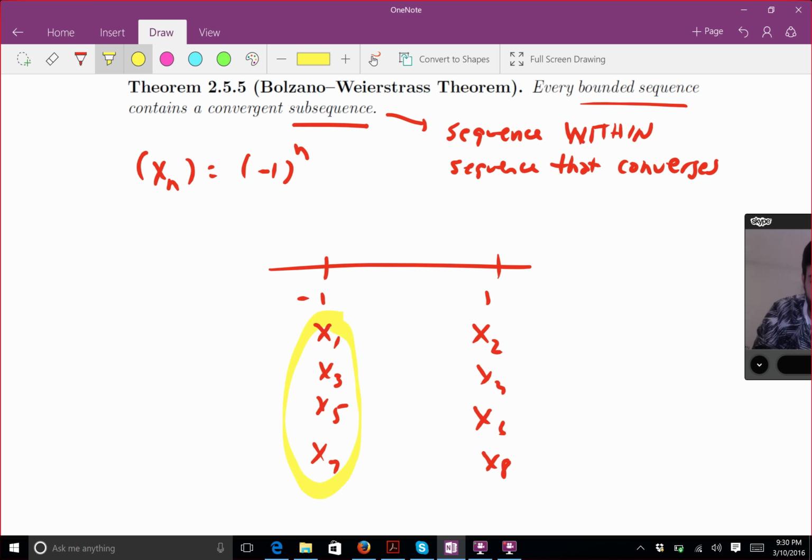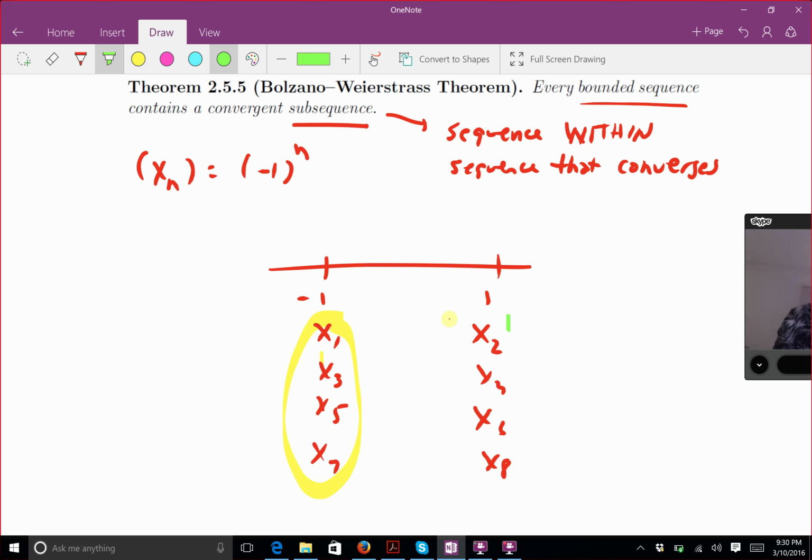Here's a convergent subsequence. Because these sequences converge. This sequence converges. This is a subsequence, right? It's actually a sequence that goes on forever. It's part of the original sequence, so this is a subsequence. And it clearly converges to -1 because every term in there is -1, right? All right. And notice that the same is true for this one.